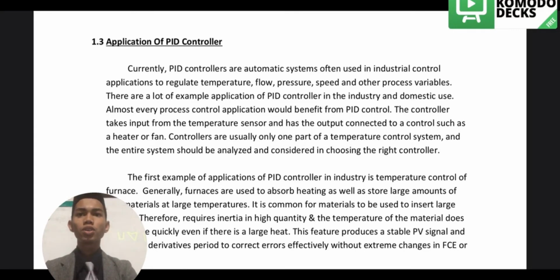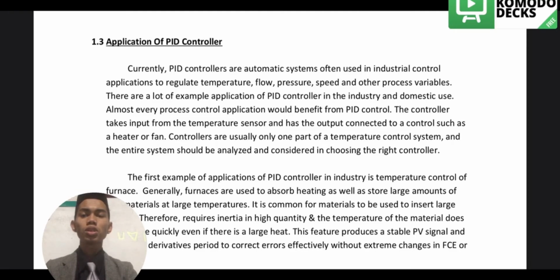Application of the PID controller. Currently, PID controllers are automatic systems, often used in industrial control applications to regulate temperature, flow, pressure, speed, and other process variables. There are a lot of example applications of the PID controller in industry and domestic use. Almost every process control application will benefit from PID control.